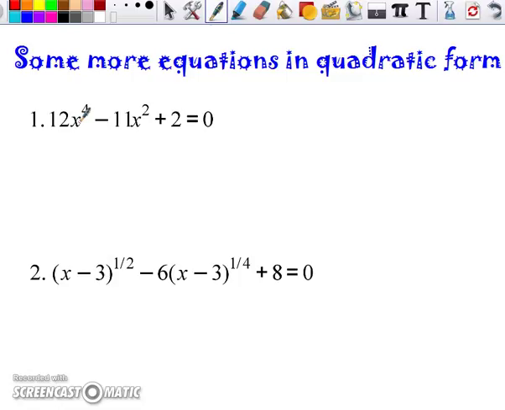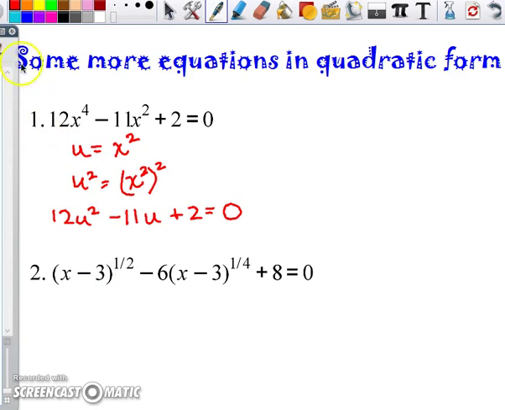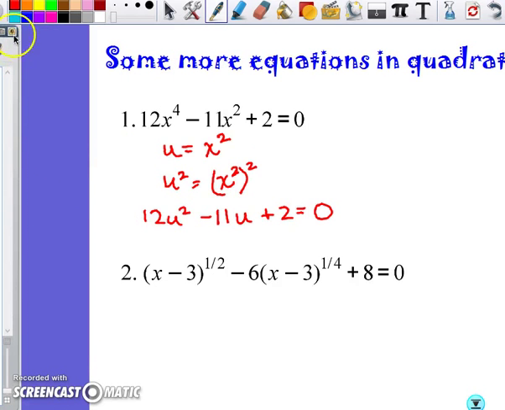So what can we say? We can say that our u in this case is going to be x squared. Then our u squared is going to be x squared raised to the second power. So we can rewrite this in quadratic form as 12u squared minus 11u plus 2 equal to 0. We can solve this like any other quadratic using one of our methods that we learned.